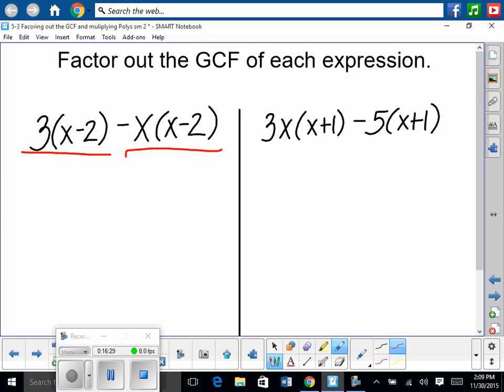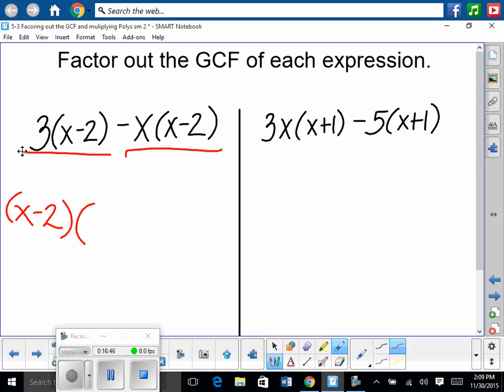In those 2 terms, it should reach out and slap you in the face. What's in common? X minus 2. X minus 2 is in common. Does everybody see how in each term there's the exact same thing, an X minus 2? So we factor it out, meaning we pull it out.